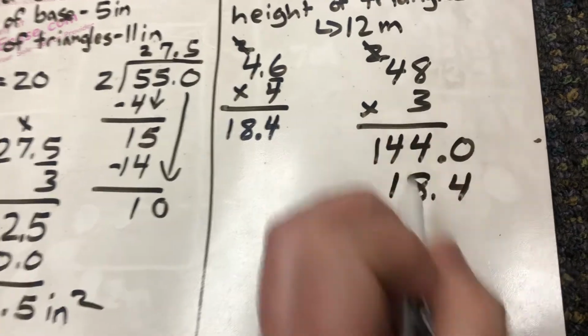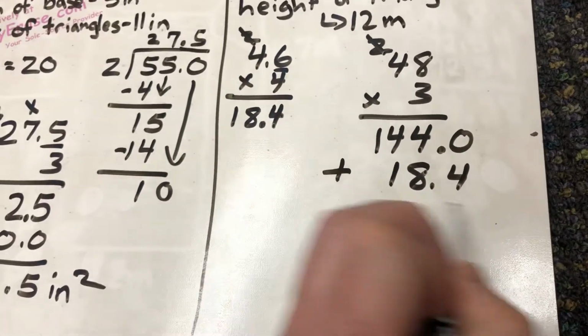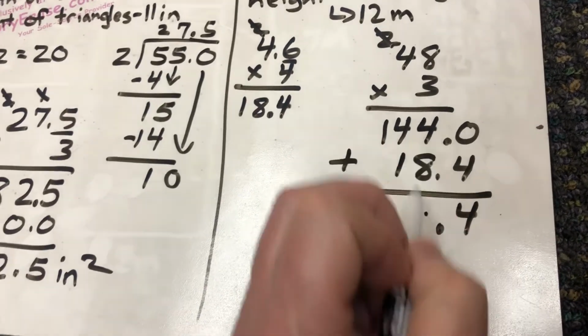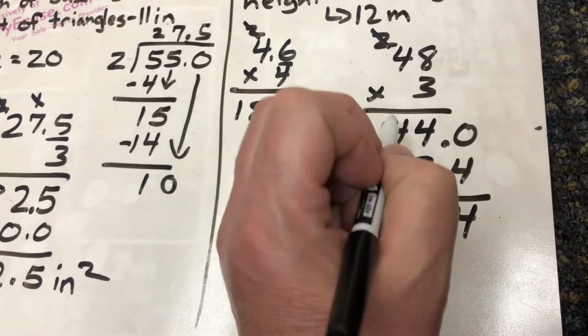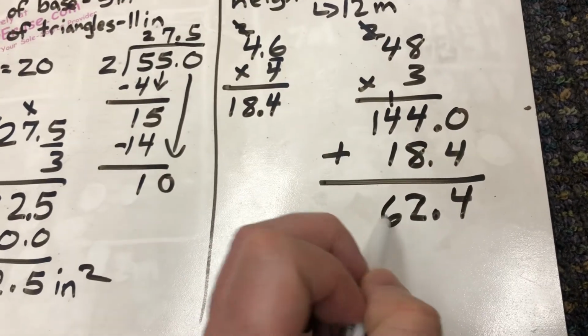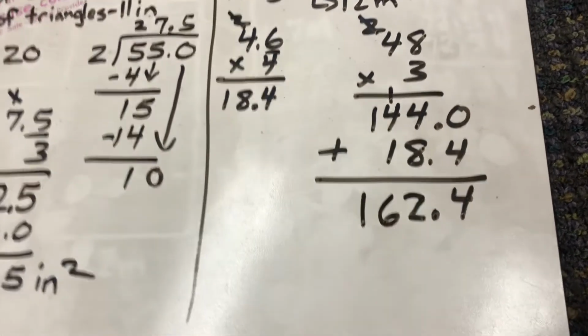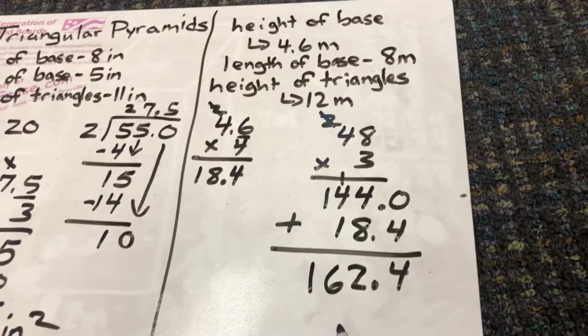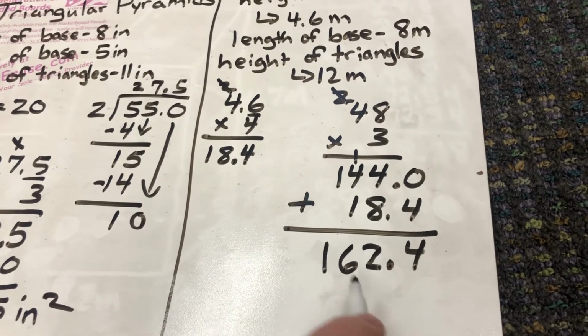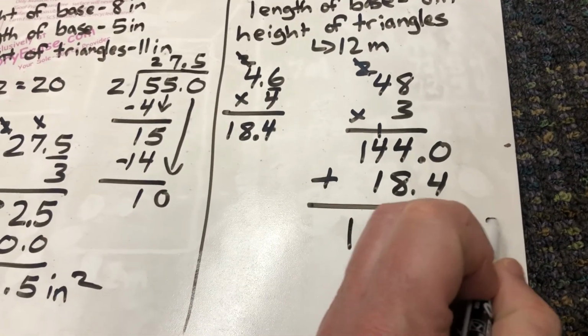If it's easier for you, go ahead and add a decimal 0 there. 0 plus 4 is 4. Drop the decimal. 4 plus 8 is 12. Put the 2 down, carry the 1. 1 plus 4 is 5, plus 1 is 6. 1 and nothing is 1. The surface area of that triangular pyramid is 162 and 4/10 meters squared.